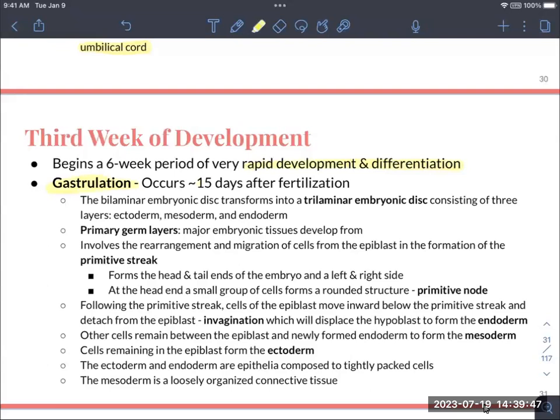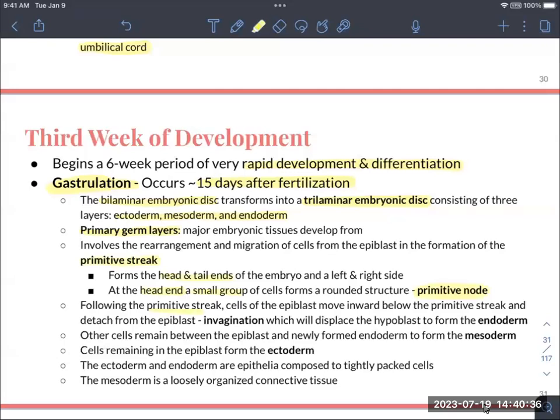Gastrulation is about day 15. The bilaminar embryonic disc turns into a trilaminar embryonic disc. That's where we get the ectoderm, mesoderm, and endoderm. Those are our primary germ layers that have been mentioned in every system chapter that we covered in Anatomy 1 and Anatomy 2. We're going to have a rearrangement of tissues, and we're going to form the primitive streak. That gives us the head and tail ends of the embryo. So at the head end, we have a small group of cells that are going to form the primitive node.